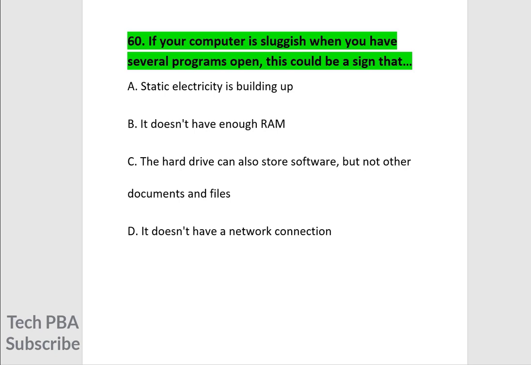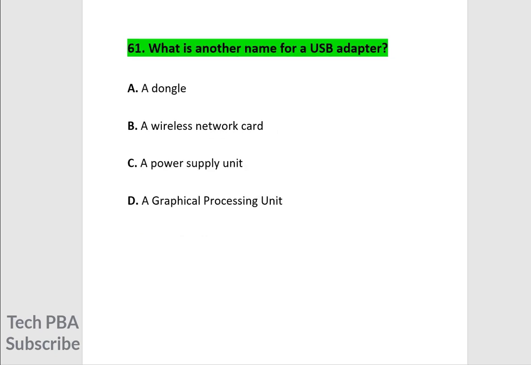Question number 60. If your computer is sluggish when you have several programs open, this could be a sign that. The correct answer over here is option B, it doesn't have enough RAM, or it doesn't have enough memory. So when your computer doesn't have enough memory, it will perform sluggishly. So the correct answer is option B, it doesn't have enough RAM.